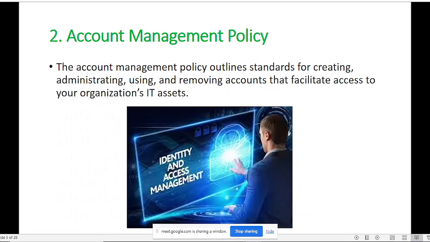Another kind of policy that you can implement is the account management policy. This one makes us understand the procedures of how user accounts are created, and how a particular user is given access to some resources. Because ideally, it's very important to understand that we have people who come to the organization and they also leave the organization.